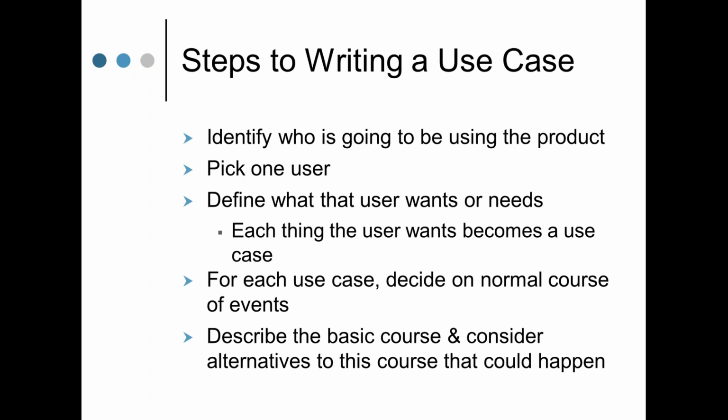So we could have 6 personas, 6 different types of users that will use our product. So we start with the first one, and we define what that user wants or needs. Each thing the user wants becomes a use case. So this first user, there could be 10 use cases for the specific persona, the specific user. So then we take each case and we decide on the normal course of events. We describe the basic course and then we consider alternatives to this course that could happen.